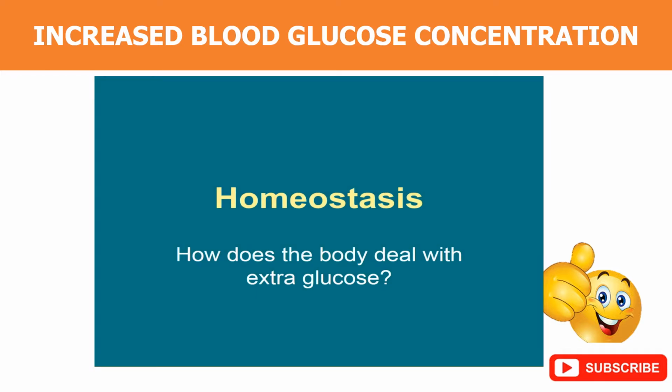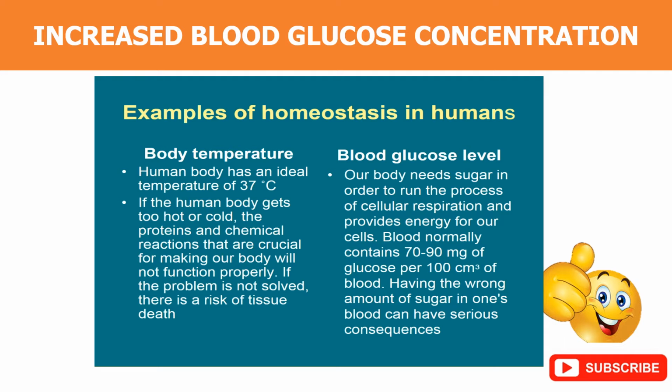Homeostasis. How does the body deal with extra glucose? Example of homeostasis in humans: body temperature and blood glucose level.